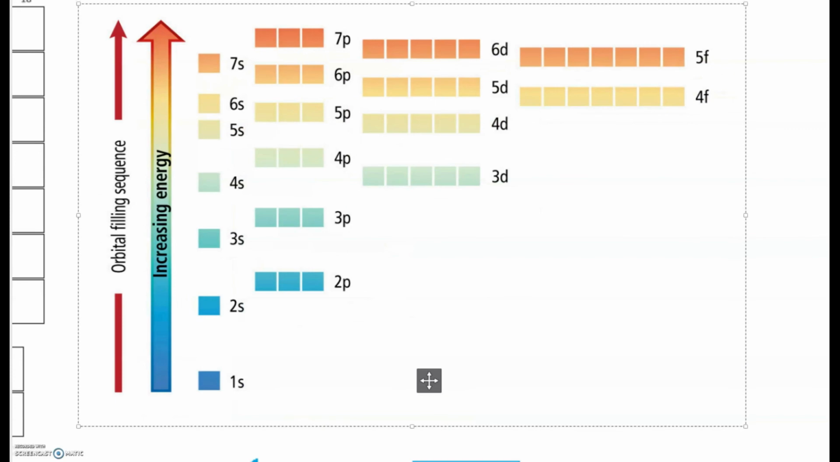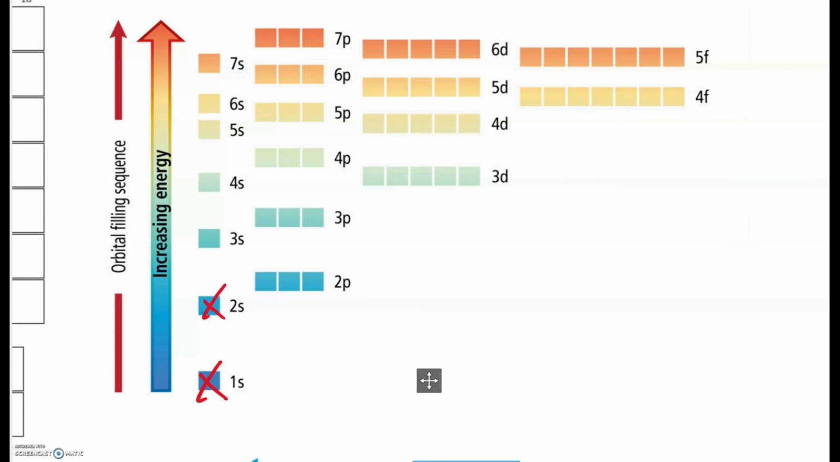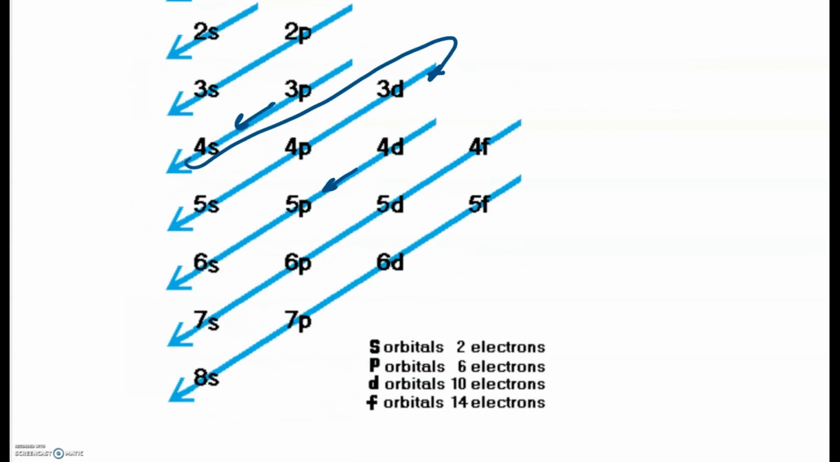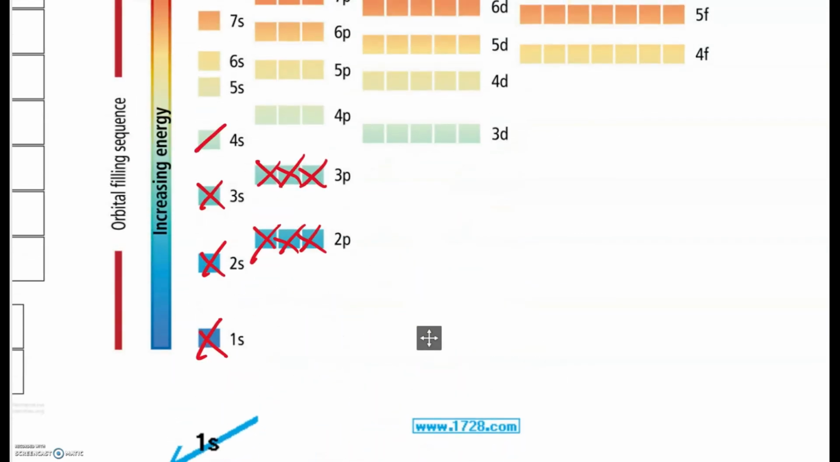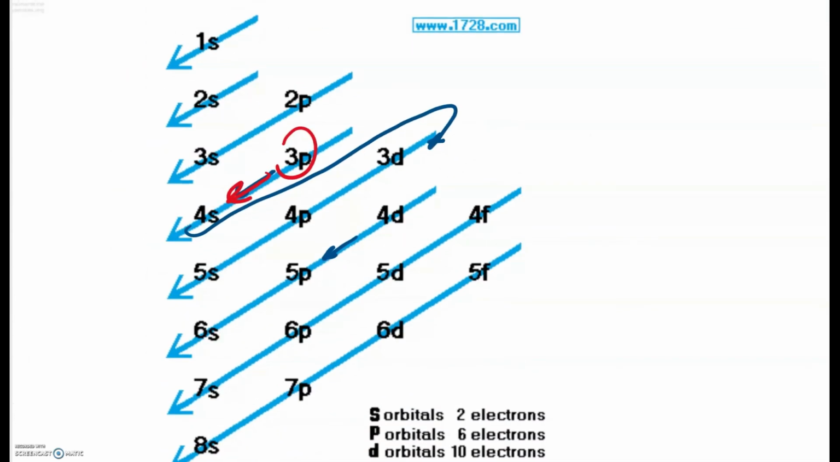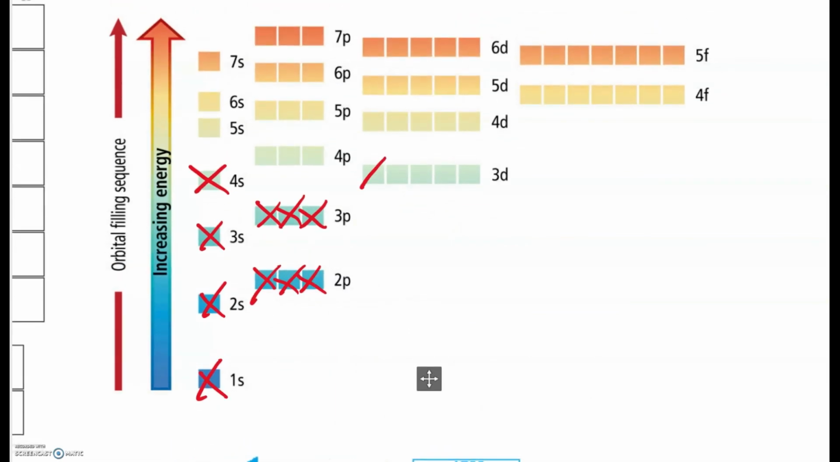Here we go. 1, 2, starting at the 1s, 3, 4, 2s, to the 2p, 5, 6, 7, 8, 9, 10, to the 3s, 11, 12, to the 3p, 13, 14, 15, 16, 17, 18. According to this chart, after 3p, we go to 4s. So here is 19 and 20. After the 4s, we go to the 3d. So here is 21, 22, 23, 24, 25, 26, 27, 28, 29, 30.